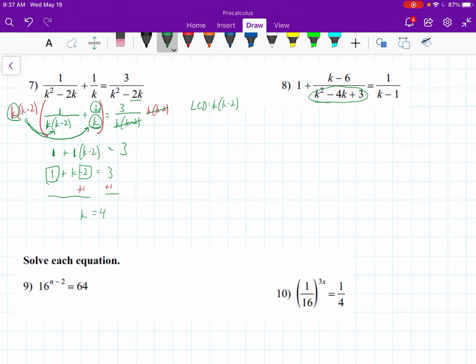As long as that doesn't make the denominator equal 0, it's okay, and it doesn't. 4 squared is 16, minus 2 times 4 is 8, so it does work out. So k equals 4 is the answer.